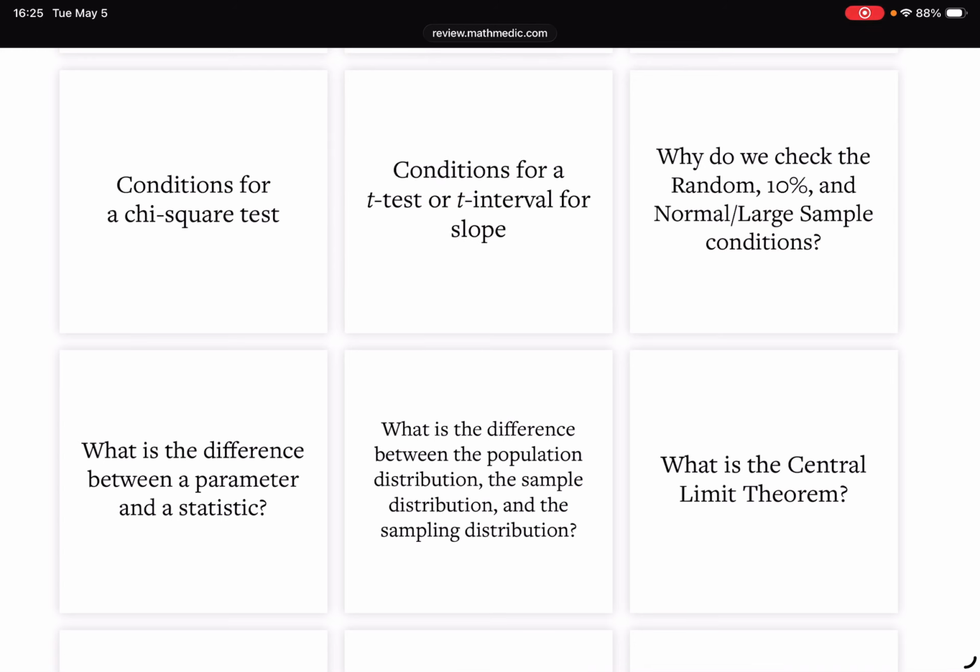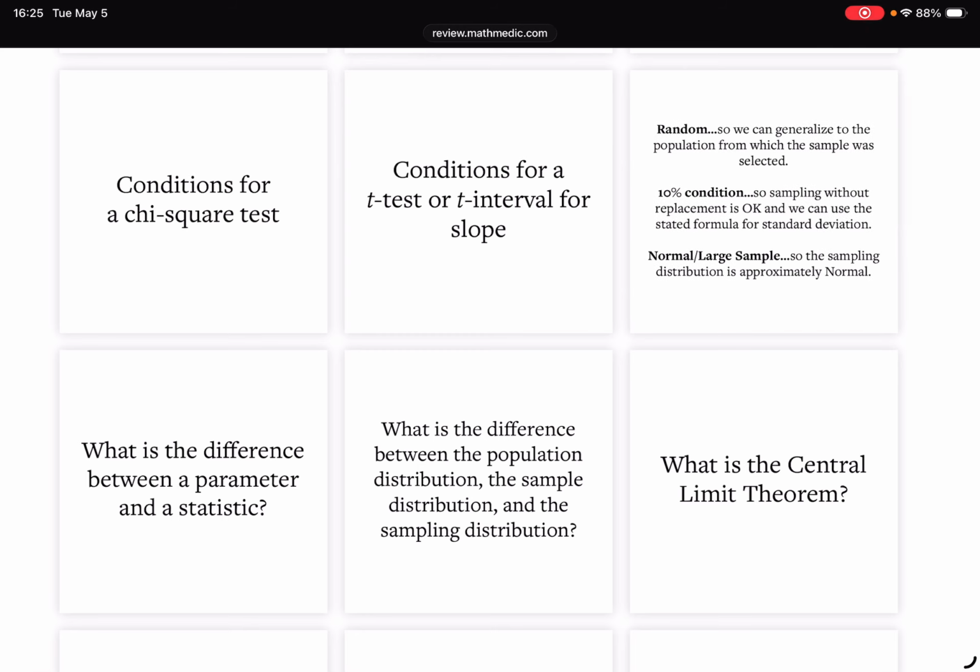Why do we check the random, 10%, and normal/large sample conditions? So random, we check these because in order to get a good representation of the population, the sample has to be random. The 10% condition says sampling without replacement is okay, and we can use the stated formula for standard deviation. So we use the 10% condition to help us figure out if we're going to use standard deviation or an estimate of standard deviation. And then for the normal condition, it says the sampling distribution is approximately normal. So if it's approximately normal, it's easier for us to go through all these other things to solve.